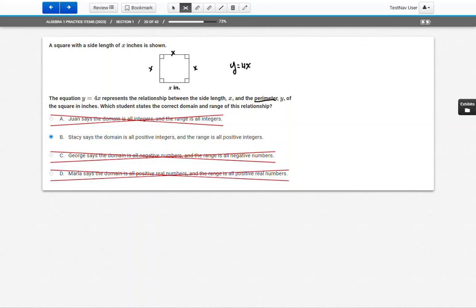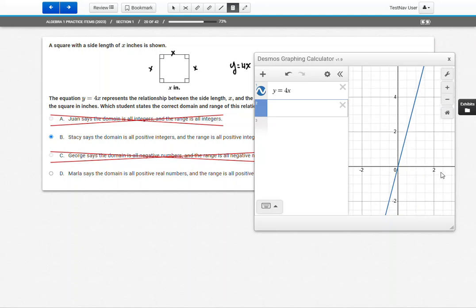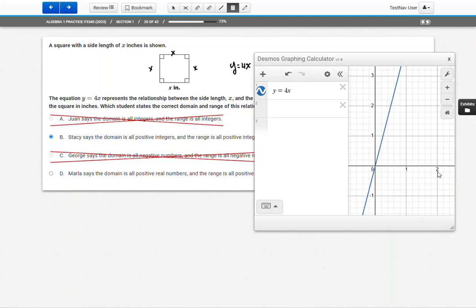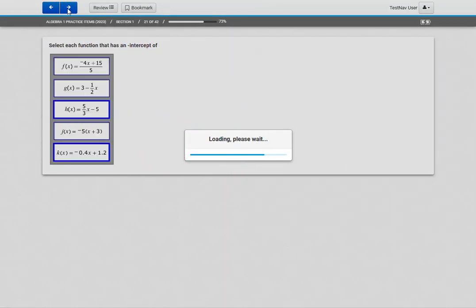No, it cannot be all. Wait, maybe that one. Hold on. Marlon says domain is all positive real numbers. The difference between real numbers and integers is that integers are just the little tick marks you see here, so basically 1, 2, 3, 4. Real numbers are actually decimals as well. So actually Marla is correct. Integers don't include decimals, but you can have decimals when you're measuring, right? So yeah, that's that.